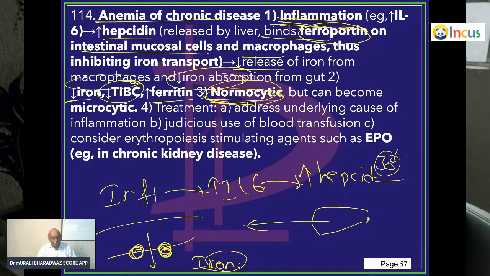Now, anemia of chronic disease is normocytic. Normocytic. But it can become microcytic. All right? Now, one important condition which is a chronic inflammatory state is chronic kidney disease. All diabetic nephropathy, CKD patients of the nephrologists are all carrying a chronic inflammation. They will all develop anemia of chronic disease also. In that case, you can give erythropoietin injection.